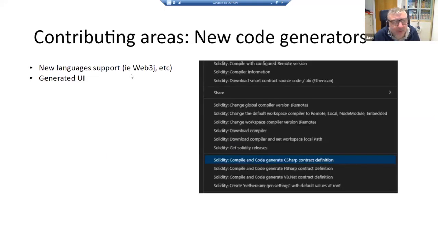We have many of those, like I said, new code generators, compile and code generate with CSR contract definition. I have been wanting to add the UI generation for .NET. That's one of my main goals for many years. But .NET has been evolving too fast for me to create something that won't change. But I think we're nearly ready for that.